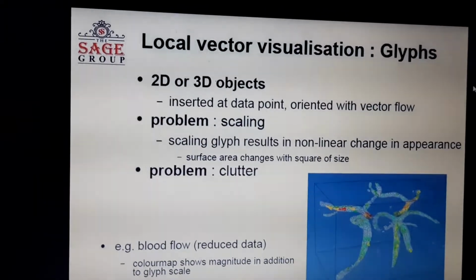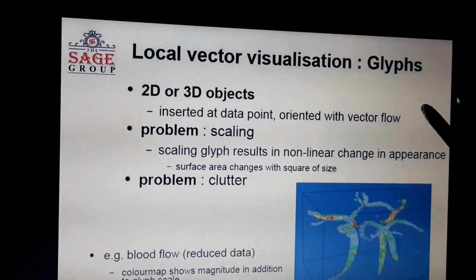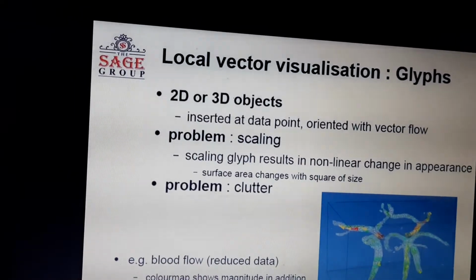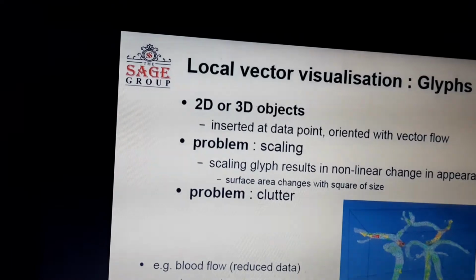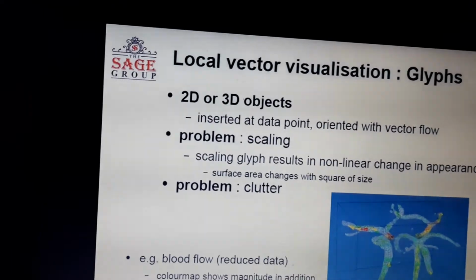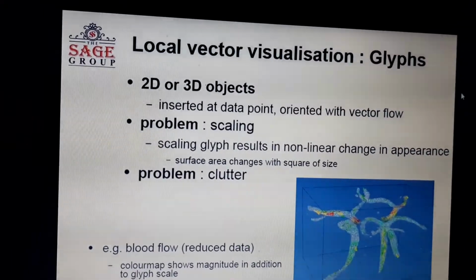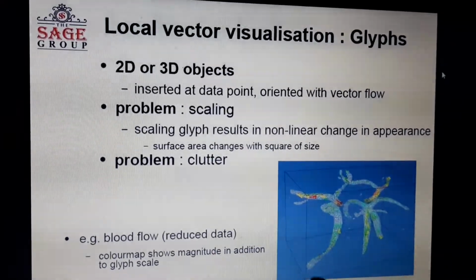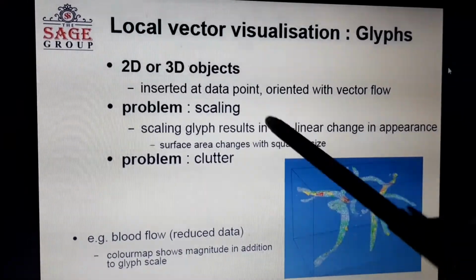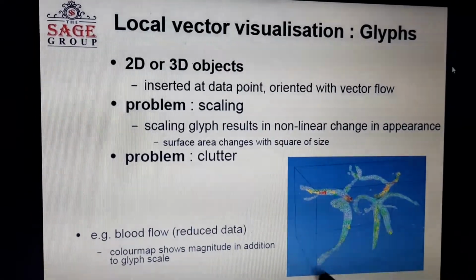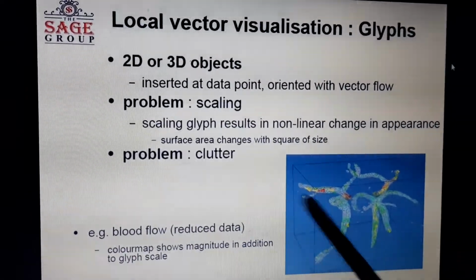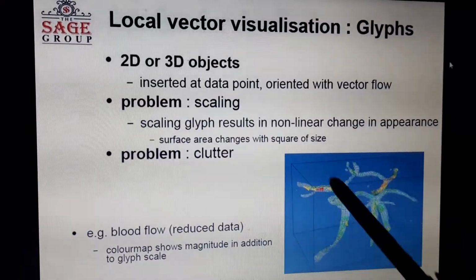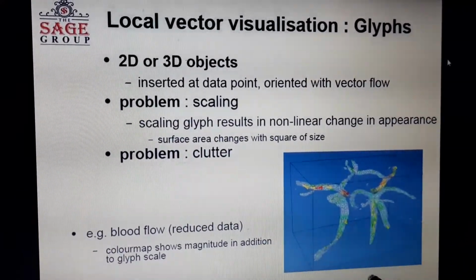The next method is the glyphs method. In the glyphs method, 2D or 3D objects are inserted at data points, oriented with the vector flow. The object itself is oriented with the data flow. What is the problem? The problem is scaling. We cannot scale it properly. Scaling the glyphs results in a non-linear change in appearance.